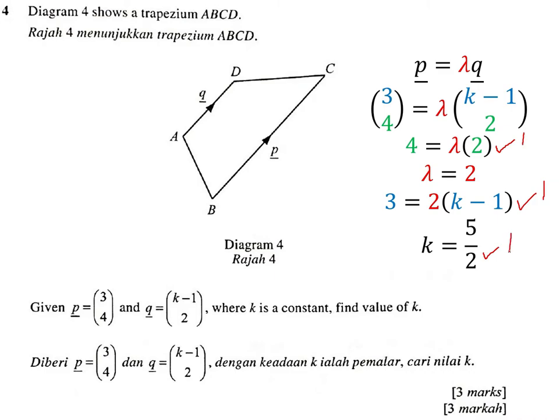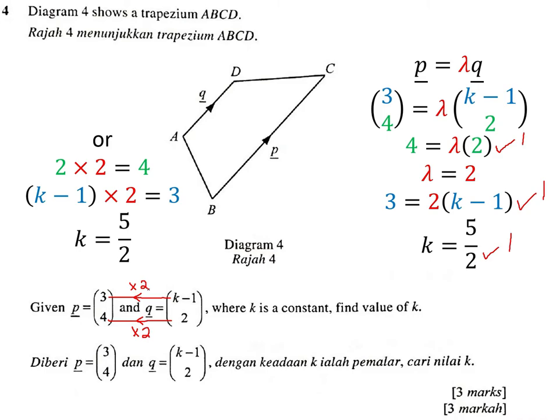But I believe that a lot of you can see the relation already, because from 2 becomes 4, times 2. This is actually your lambda, right? That's why I keep saying lambda is a value representing the ratio between them. So from here we can make the conclusion also. This k minus 1, if you times 2, you will get 3. So 2 times 2 equals 4, and 2 times k minus 1 equals 3. With that, we will get our final answer also, which is 5 over 2 or 2.5.